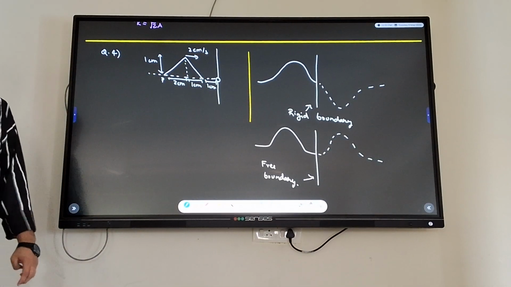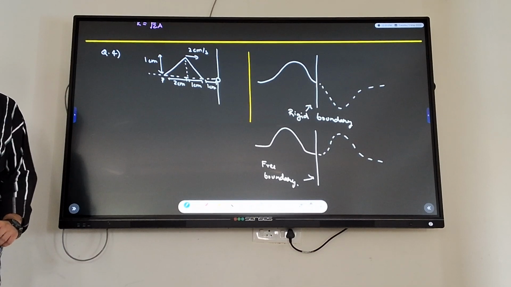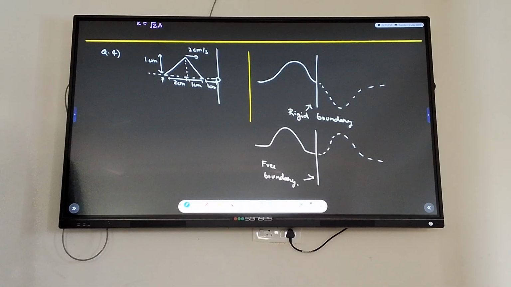Should I do it myself? Did you understand the crux of the question? What are we doing in the question? Whenever you have a wave which is hitting a boundary, you should encounter it like this. Or maybe deal with it like that.